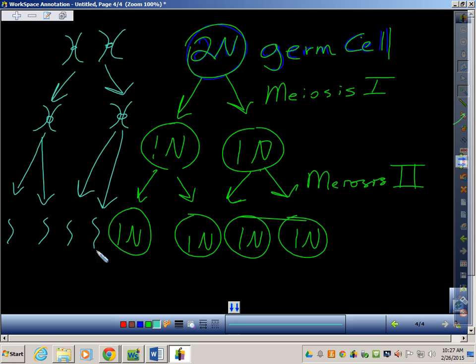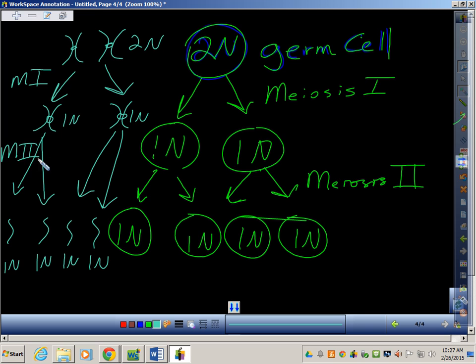You guys understand that? So now I'm 1N here, 1N here. I was 2N when I started, and each of these at the end will be 1N. This is meiosis 1. This is meiosis 2.